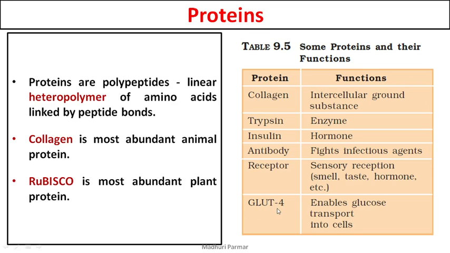This glucose transporter is a channel protein found in your cell membrane. And this GLUT4 allows glucose, which is a polar molecule, and it cannot pass through the cell membrane. So it passes through this GLUT channel, GLUT, which is glucose transporter type 4. So it enables glucose transport into the cells.